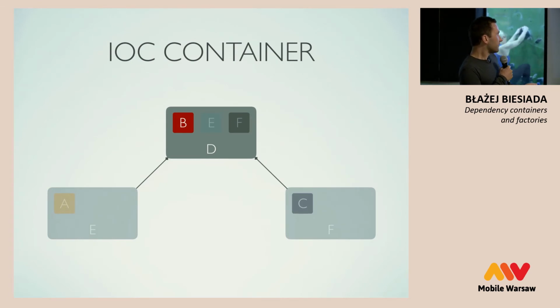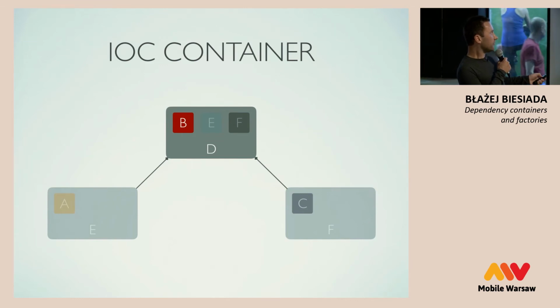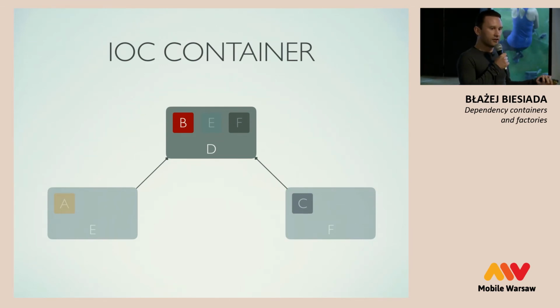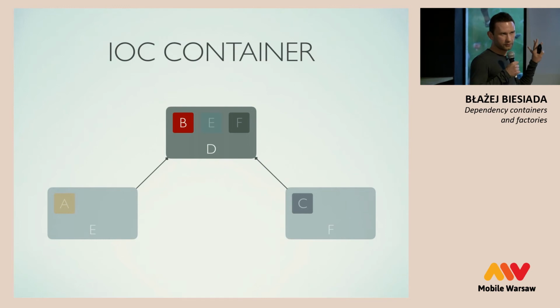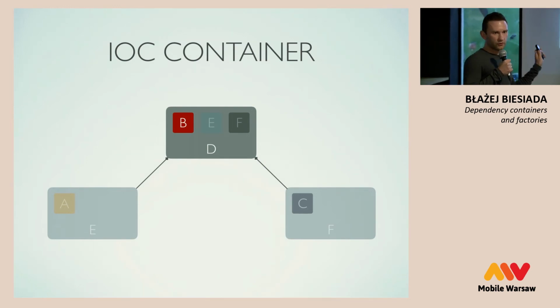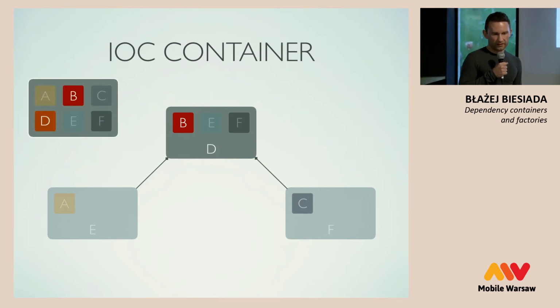E and F possibly will be created, and they will have some dependencies. However, those dependencies, C and A, are not something that object D needs to care about. It shouldn't depend on them. So that's the ideal situation which we want, and it's possible to get to this point with the IoC containers. And let's look at the code.